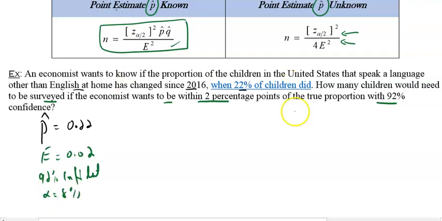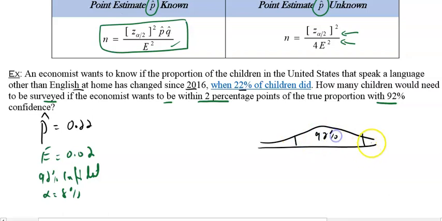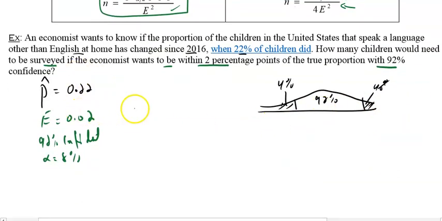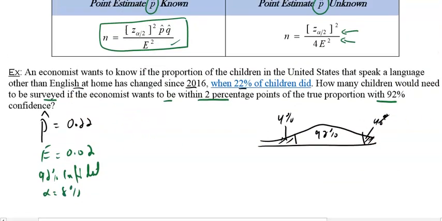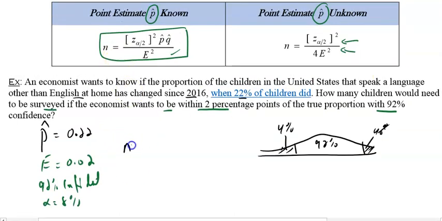And a quick sketch will always help. If I want to be 92%, that means this is left with 8%, 4% right there, and 4% right there. Again, our calculator allows us leeway. Other calculators don't, to figure out what the score is. And since I know the proportion, n is going to equal z sub alpha over 2. I have to get that number. P hat is 22%. That makes this 78%.